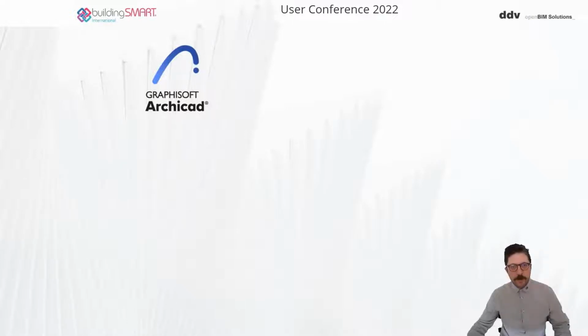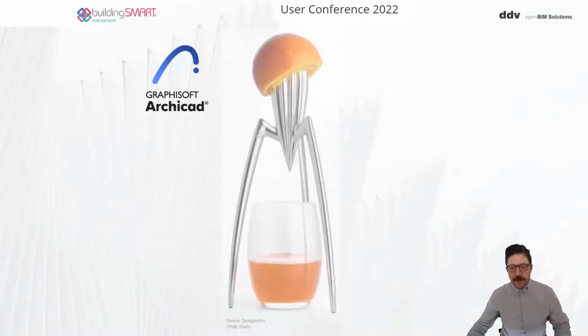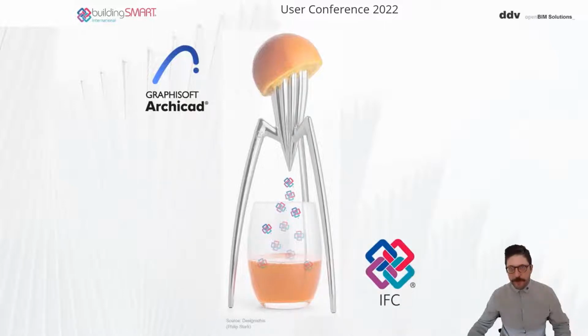Today I'm going to show you how to get the most out of this BIM authoring tool called Graphisoft ArchiCAD when we have as a goal the delivery of information models based on the IFC schema. So the goal of this presentation is to highlight some tips and tricks using Graphisoft ArchiCAD to exchange information based on this type of information models.